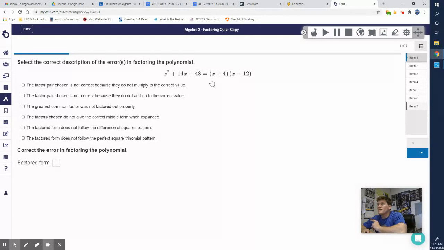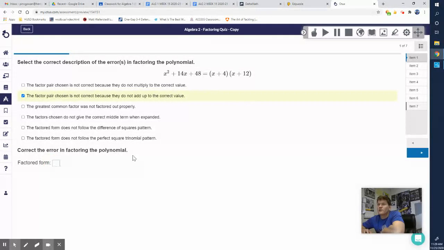We want to break down the a term, break down the c term, make sure the first and last, the outer and inner, multiply, and they combine to get back to the original trinomial. Now, this one, it doesn't. While the 4 and 12 does make 48, if you add those together, 4 plus 12, you get 16 and not 14. So, looking at some of our options here, factor pair chosen, not correct because they do not multiply. No, that's true. They do multiply, but they do not add up to the correct value. They do not add up to that middle value.